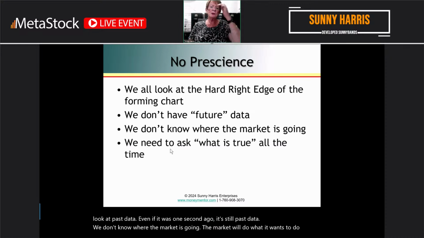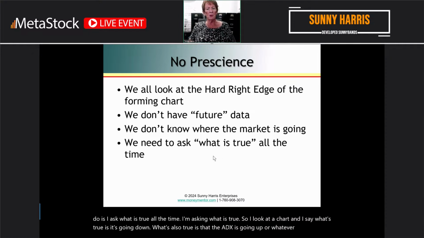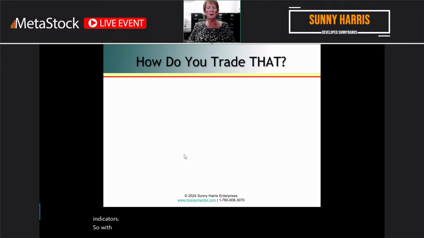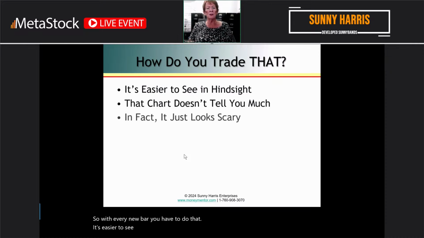So what I do is I ask what is true. All the time I'm asking what is true. So I look at a chart and I say what's true is it's going down. What's also true is that the ADX is going up, or whatever indicators I have on my chart. I want to know what is true of the market with relationship to my indicators. With every new bar, you have to do that. It's easier to see in hindsight, and the chart doesn't tell you much. In fact, it just kind of looks scary.